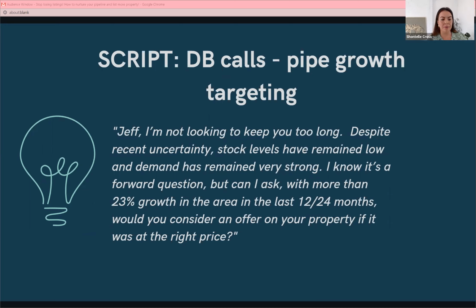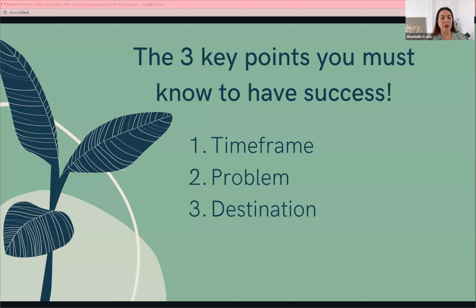All right, so once we have identified a pipeline client, I want to talk about the 3 key points that you must have to have success in your pipe communication. So anyone that is obviously thinking of selling within that 2-year time frame, the first thing we want to know is what time frame. The second thing is the problem, which I'll go into a bit more. And the third thing is the destination.